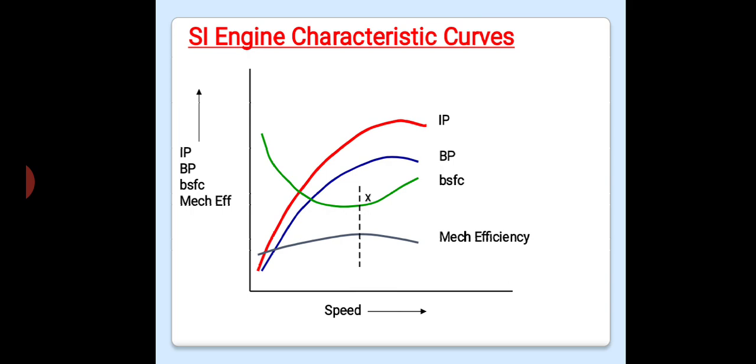At low speed, with the increase in speed, the brake specific fuel consumption reduces since the volumetric efficiency and mechanical efficiency are high. After a certain speed, the brake specific fuel consumption increases because of reduction in volumetric efficiency and increased mechanical losses. Point X represents the economical speed for minimum fuel consumption for the engine.